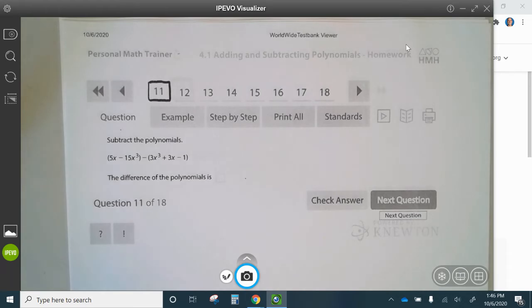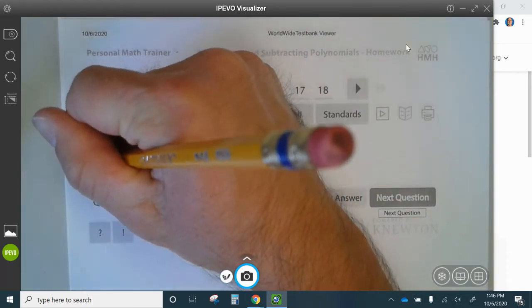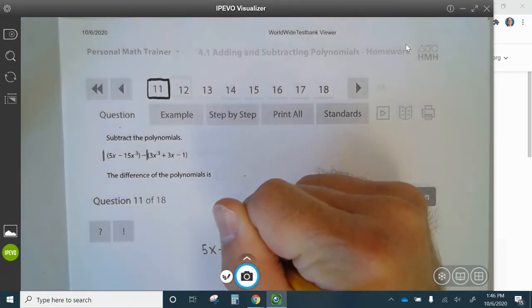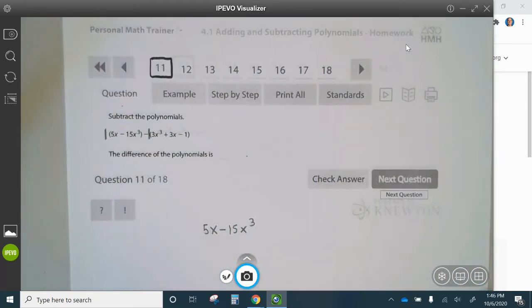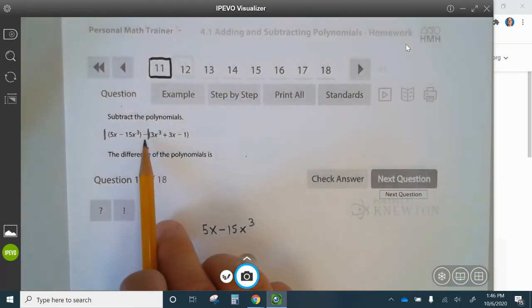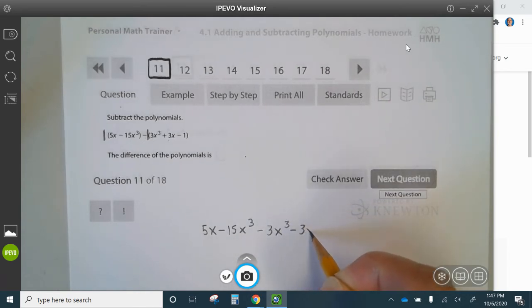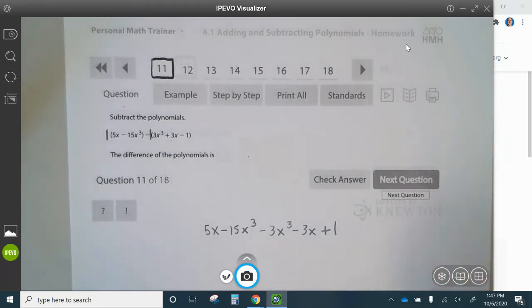All right, question number 11. Subtract the polynomial. So put a 1 here, 1 here. So 1 times 5x minus 15x cubed is 5x minus 15x cubed. Now we need to multiply by negative 1. So negative 1 times this is negative 3x cubed minus 3x plus 1.